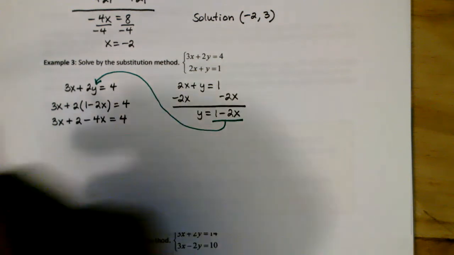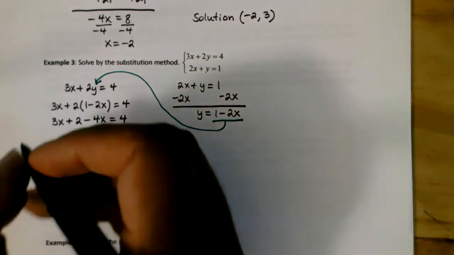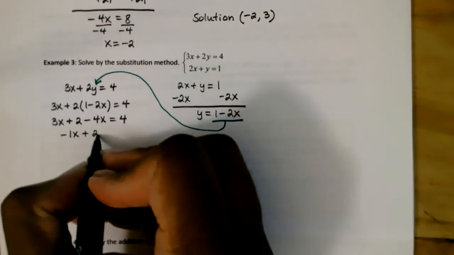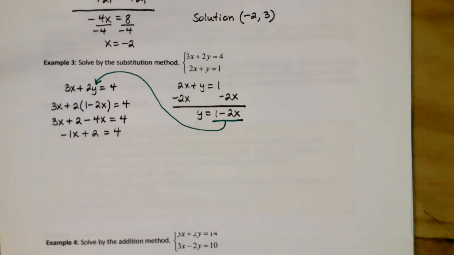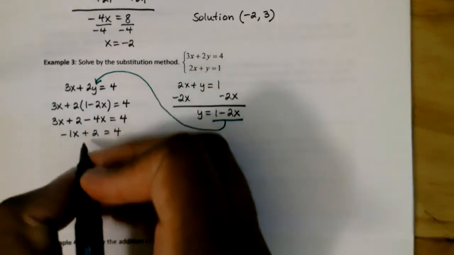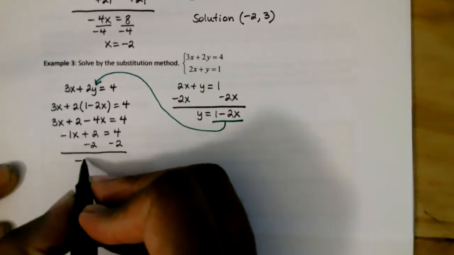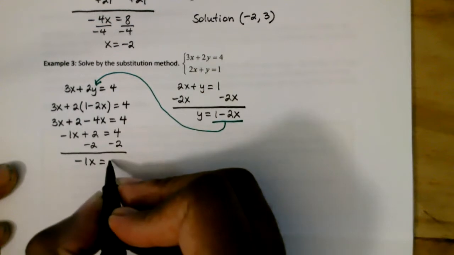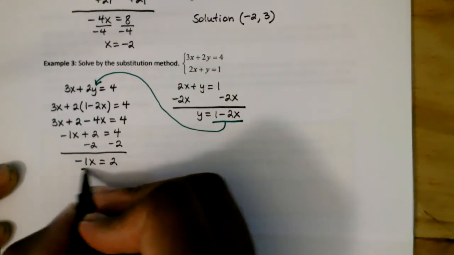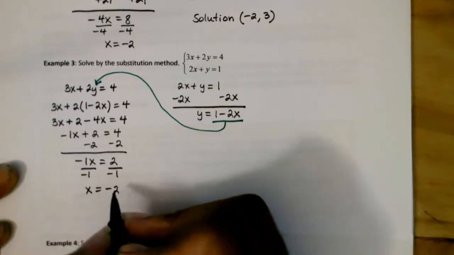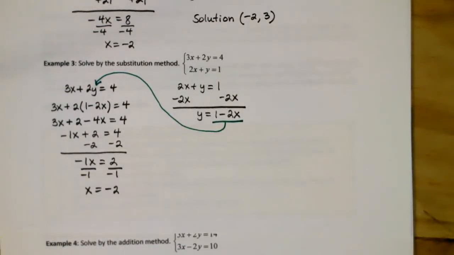And then combine like terms here: 3x minus 4x would be minus 1x, and then plus 2, and that's equal to 4. And then to get negative 1x by itself, I'm adding 2, so I need to subtract 2 on both sides. That means I'm going to have negative 1x equals 2. And then divide both sides of this equation by negative 1 because I want positive x. So x in this case will equal negative 2.